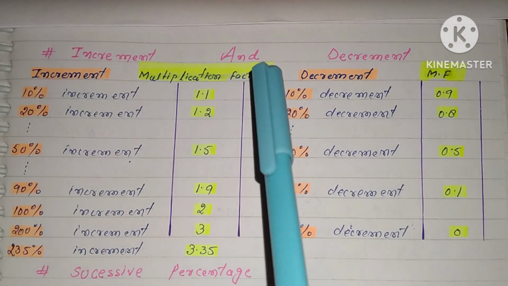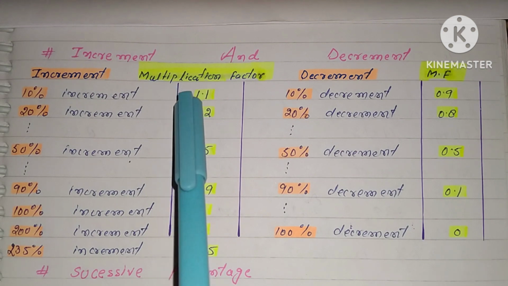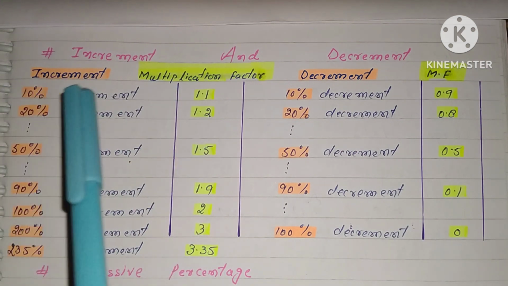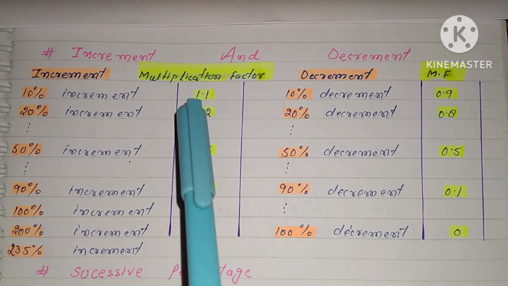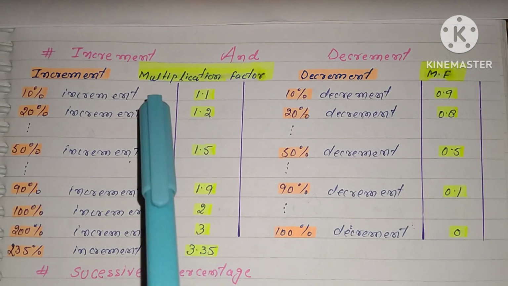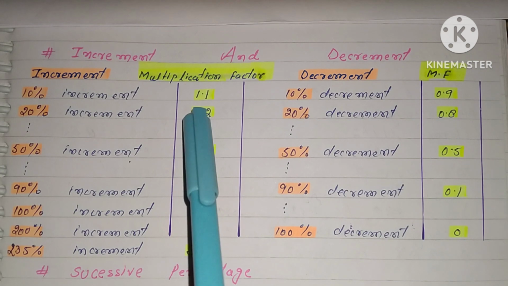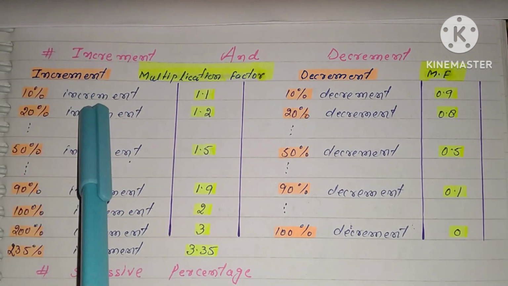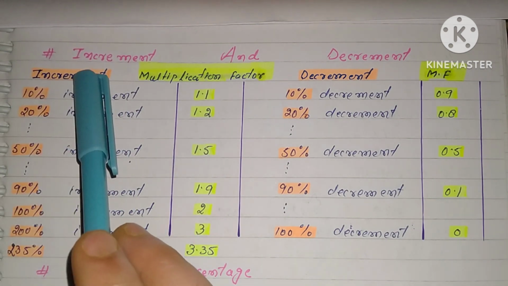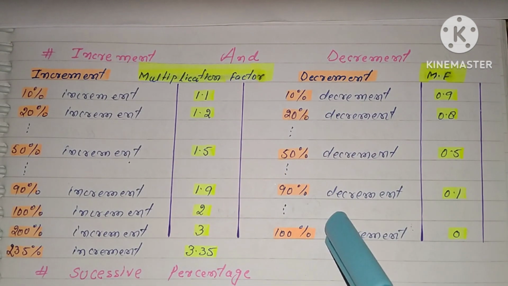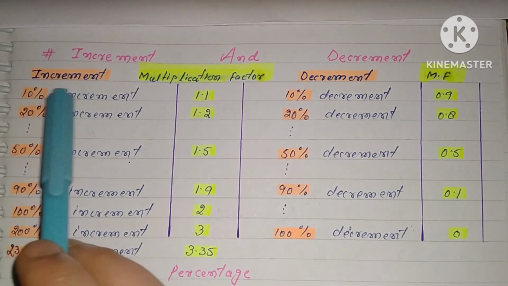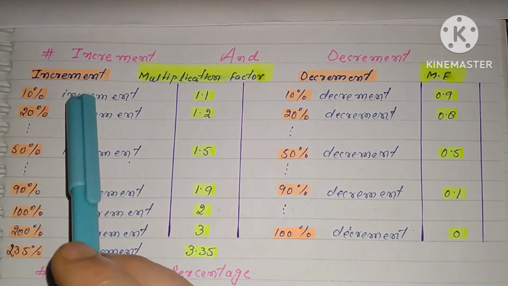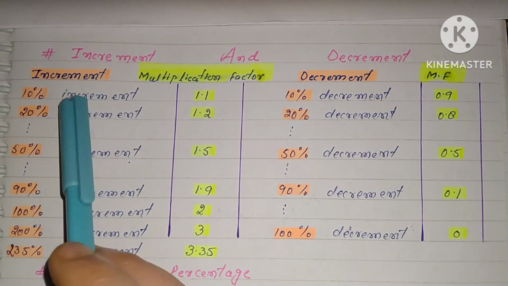For increment and decrement, the original quantity will be 100% in percentage, and in fraction it will be 1, and in decimal it will also be 1. So any increment or decrement will be with respect to 1. First we will discuss increment and then we will discuss decrement. 10% increment means you have to increase the original quantity by 10%.